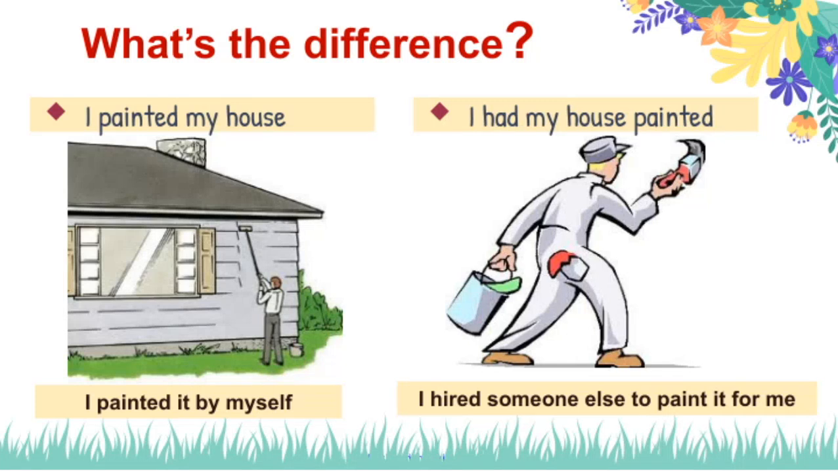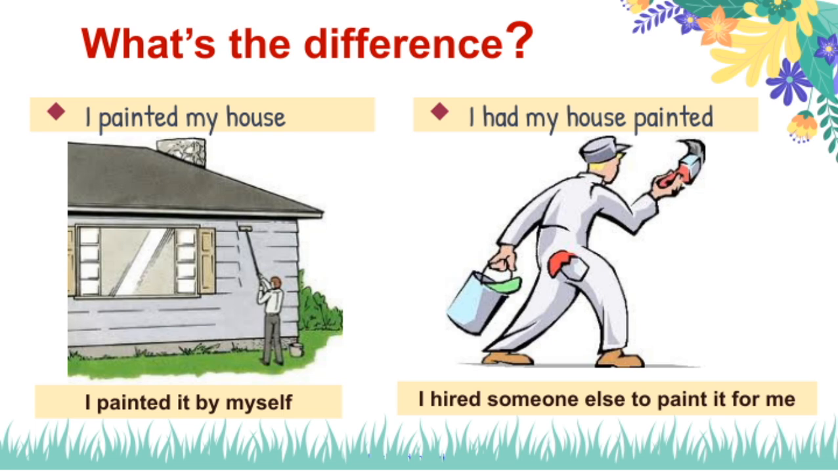So here I have 4 different ways of expressing the same idea, but each one carries a slightly different nuance. First, I hired someone else to paint it for me. That indicates I made a decision to delegate, to bring in a professional to handle the task. It's about outsourcing and trusting someone else's expertise. Then I painted it by myself. This shows I took on the job personally, handling the painting myself without any help. It emphasizes independence and DIY effort.